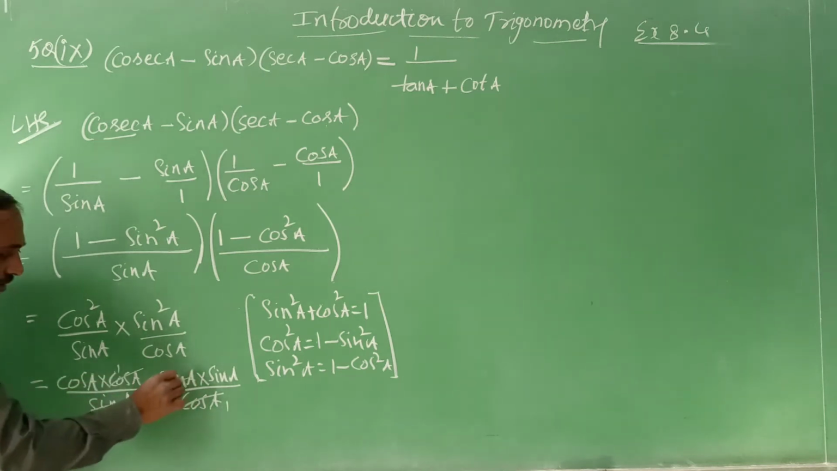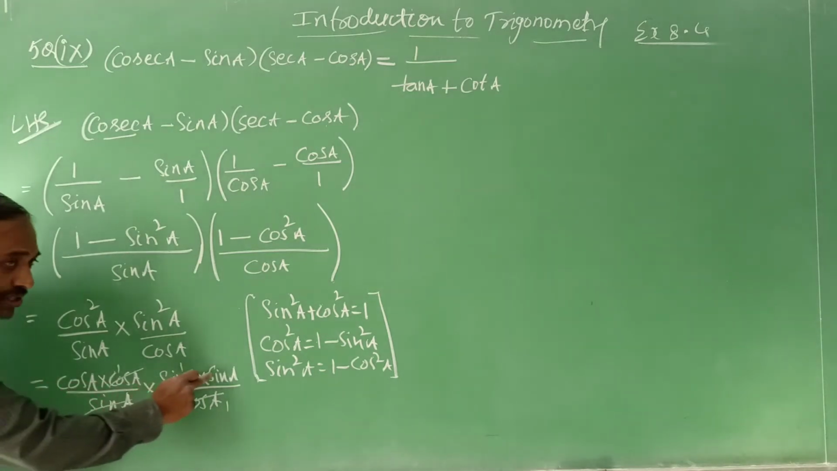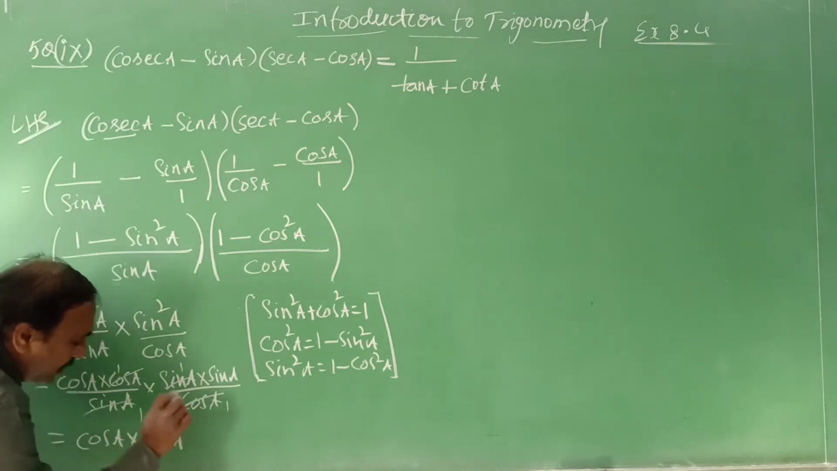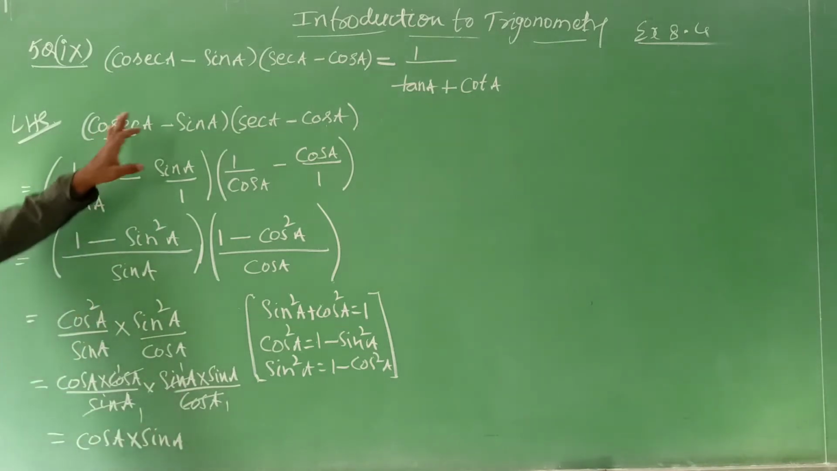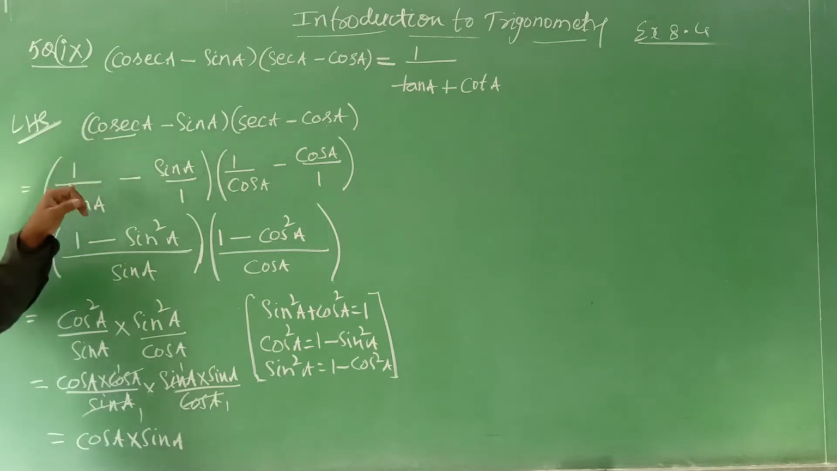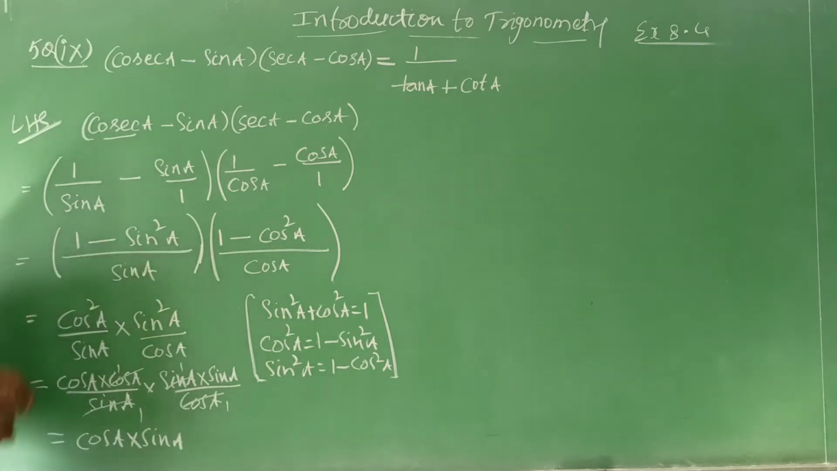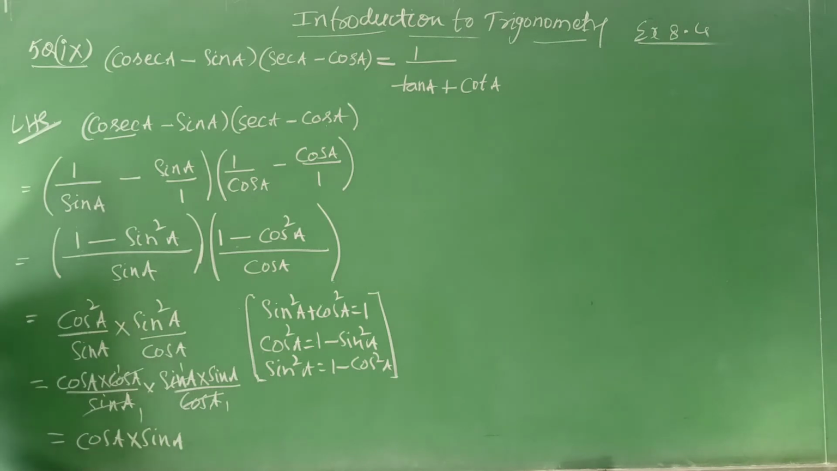Sin A, one time gets cancelled. What is left over? Cos A into sin A. Observe it, which we can write as cos A sin A. So we are taking the reciprocal of cosecant, taking the reciprocal of secant, then finding the LCM, and here we are using the identity part: 1 minus sin square A can be written as cos square A, 1 minus cos square A can be written as sin square A, and we got this as the LHS answer.